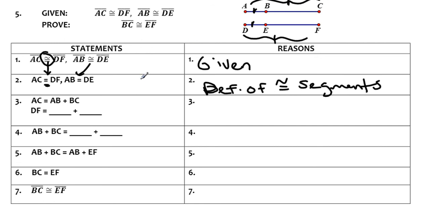Okay, so number 3, we have AC. That's the whole big segment AC is equal to little guy AB plus BC. So hopefully by now you know that is called the segment addition postulate. Let's finish up DF. What do you think DF is equal to? DF is equal to DE, the little segment, plus EF, the big segment. All right, so down here, number 4, that's where it gets tricky. It says that AB plus BC equals, and I'm going to tell you it's DE plus EF, and I'm going to show you why.